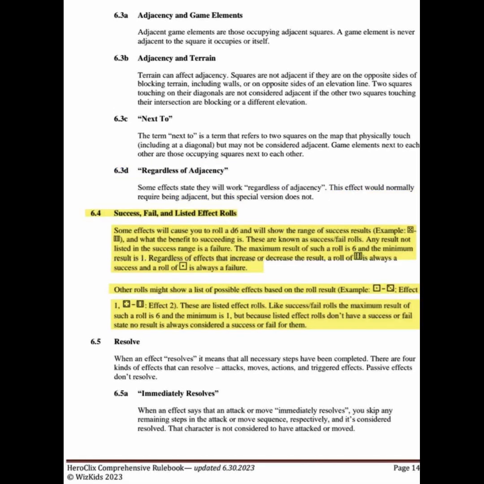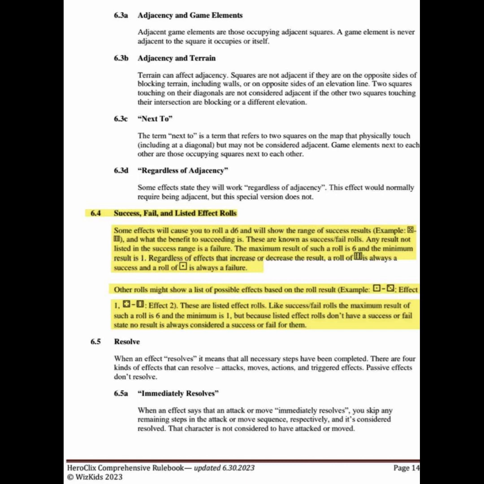6.4 Success, Fail, and Listed Effect Rolls. Some effects will cause you to roll a d6 and will show you the range of success results, example 5 through 6, and what the benefit to succeeding is. These are known as success fail rolls. Any result not listed in the success range is a failure. The maximum result of a roll is 6, and the minimum result is 1. Regardless of the effects that increase or decrease the result, a roll of 6 is always a success, and a roll of 1 is always a failure.